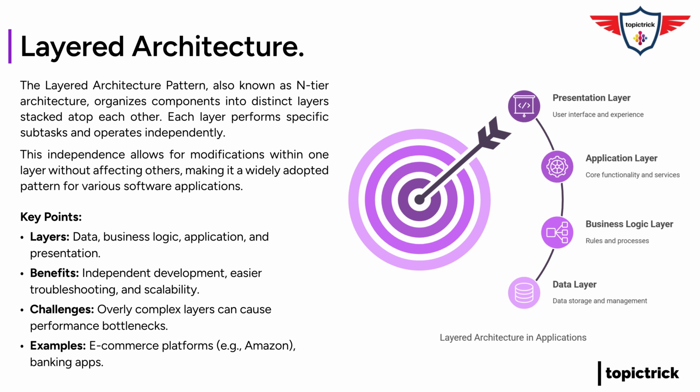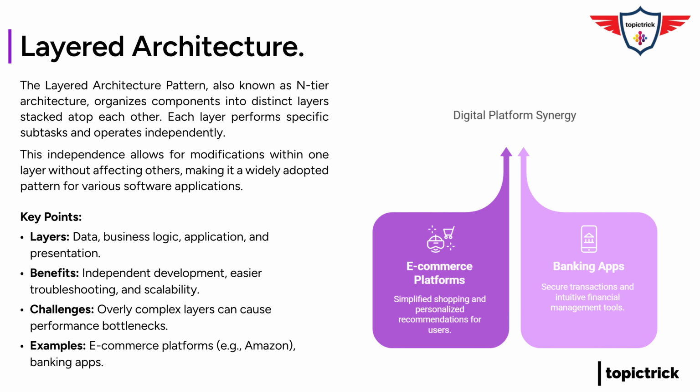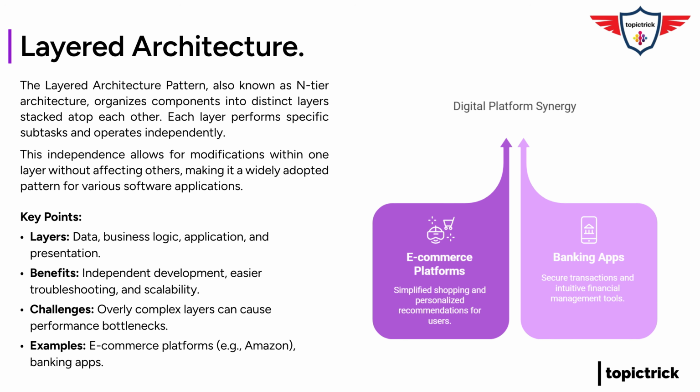Where would we see layered architecture used in real applications? Think e-commerce platforms, like Amazon, for example. Each layer handles a specific part of the shopping experience, like browsing products and processing payments. Even your banking app probably uses this pattern, separating your account information, the transaction processing, and the user interface that you use.